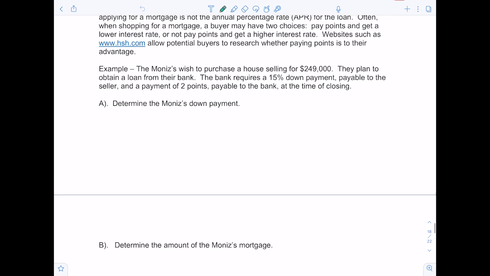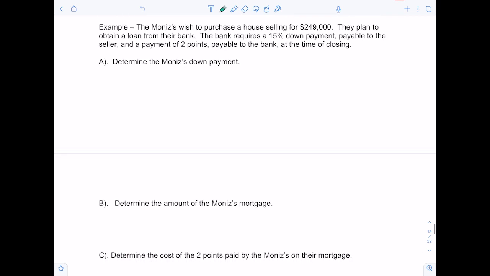And here is an example. The Monazes wish to purchase a house selling for $249,000. They plan to obtain a loan from their bank. The bank requires a 15% down payment payable to the seller and a payment of 2 points payable to the bank at the time of closing. We want to determine the Monazes' down payment.